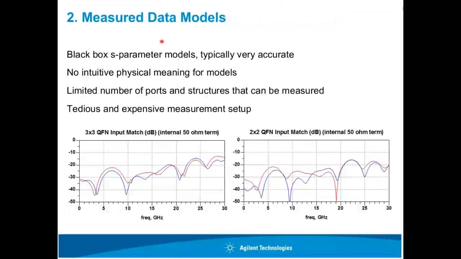Let's move on to the second type of model, which is measured data. A measured data model is basically a black box, as with the previous models, but typically the accuracy of the model is pretty good. One issue with this type of model is that it doesn't have intuitive physical meaning, not like the lumped passive model we talked about. Since it is just giving us a black box of parameters, we don't know how much of the inductance or capacitance is coming from this model. So that's one of the downsides of the measured data model.